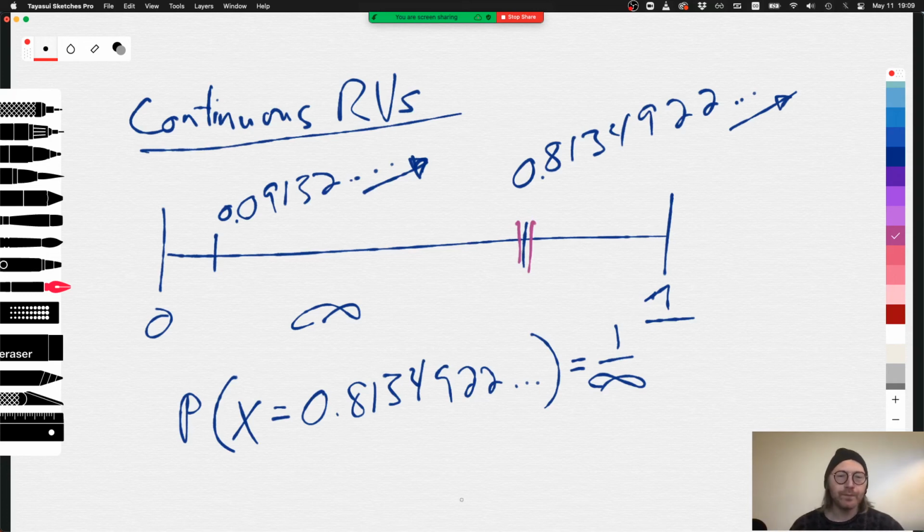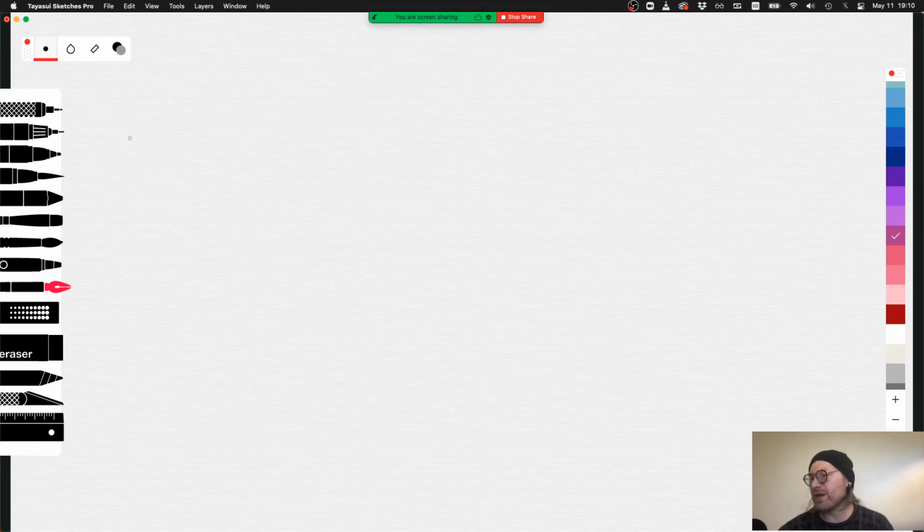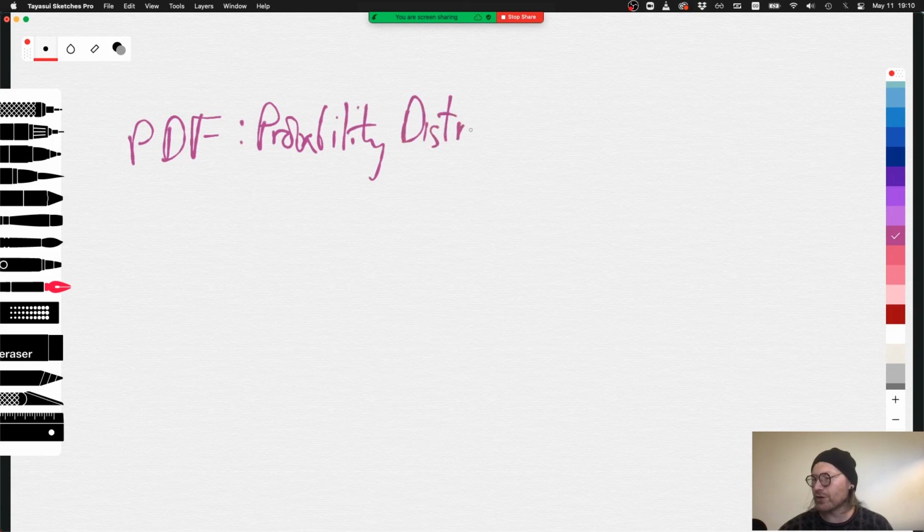The way we were working with PMFs, probability mass functions, this sort of looks like a PMF kind of question. But for continuous distributions, we call these PDFs, or probability distribution function.